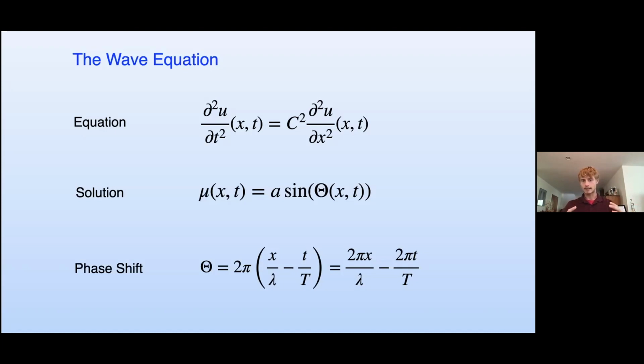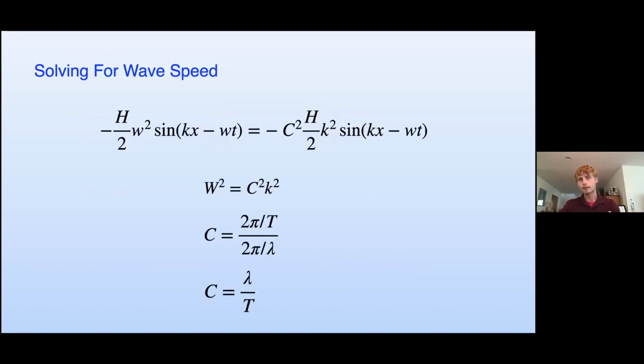Lambda is our wave's length, the distance from trough to trough or crest to crest. T is the period, the amount of time it takes for the wave to move one unit, or one wavelength. So, solving for wave speed. This looks a little complicated up top, but it's really not. All I've done is call 2 pi over lambda k, and 2 pi over the period omega.